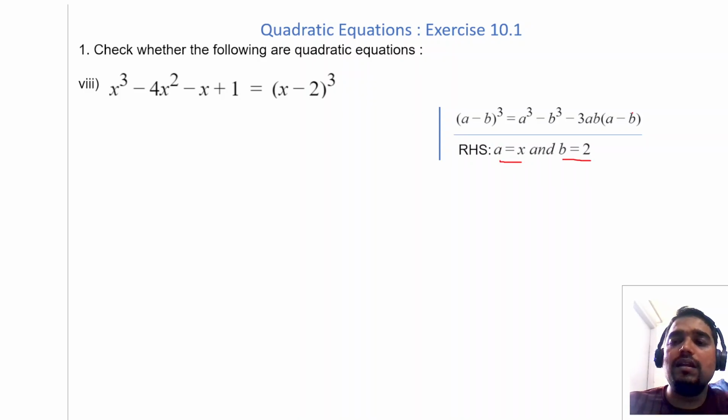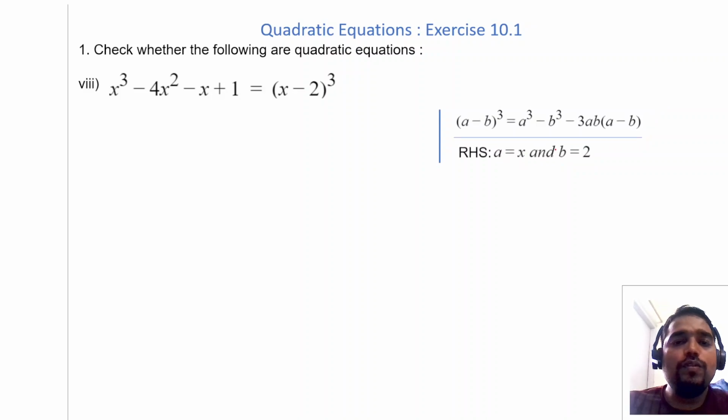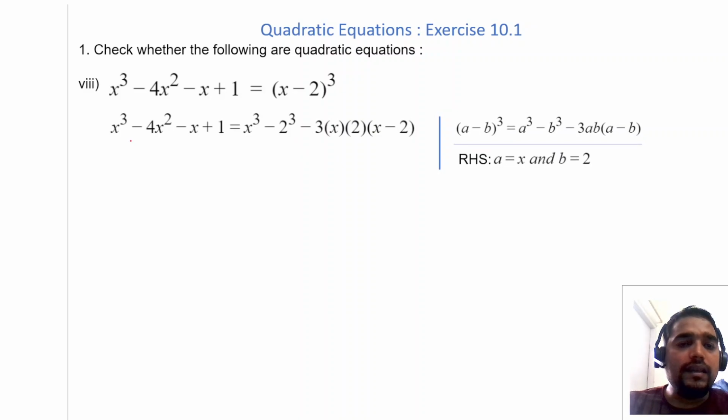Now if this particular identity is to be applied to RHS, we will have to substitute x in terms of a and b in terms of 2. Now we will see how to simplify that. That is, LHS would remain as it is, x cube minus 4x square minus x plus 1. All the terms of LHS would remain as it is. Now coming to RHS, this is a cube minus b cube minus 3ab into a minus b.